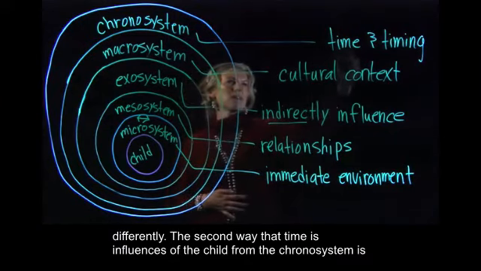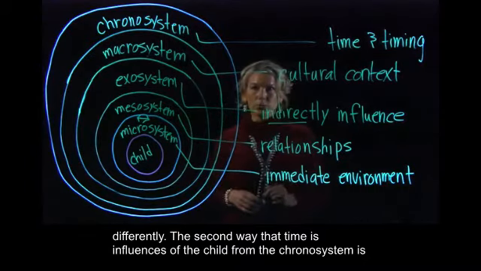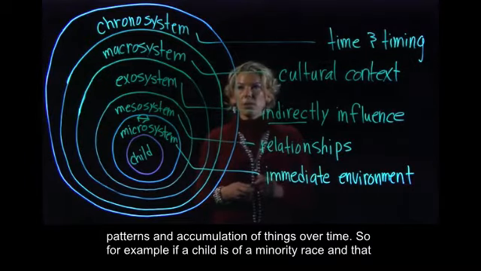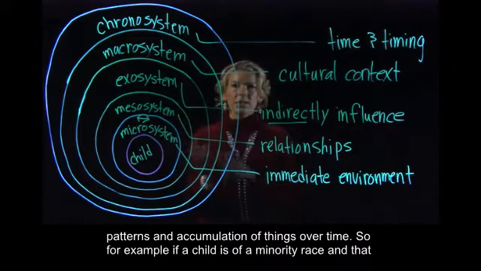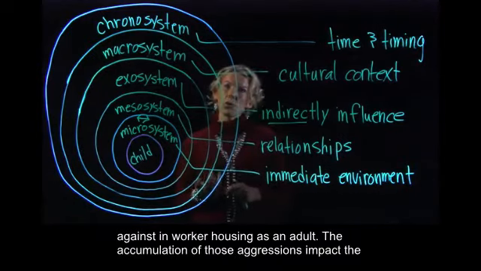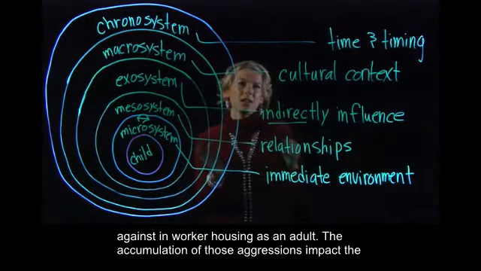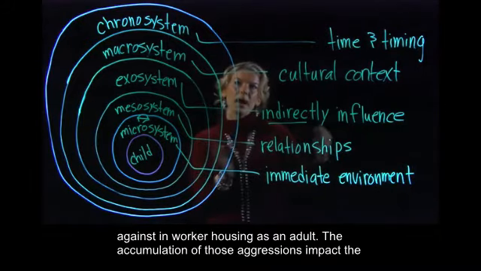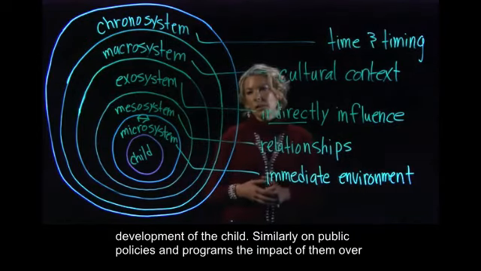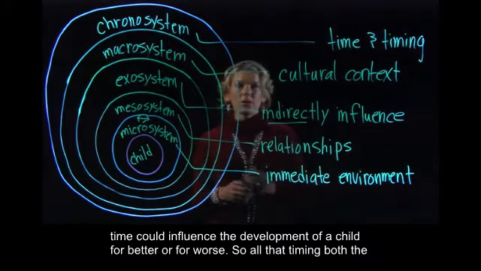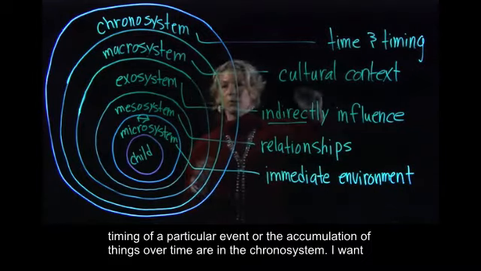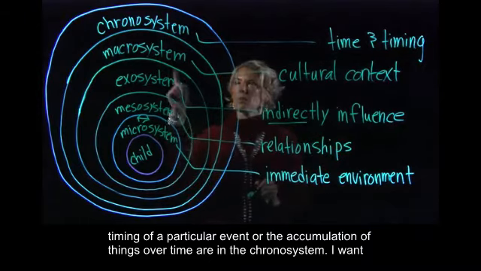The second way that time influences the child from the chronosystem is patterns and accumulation of things over time. So, for example, if a child is of a minority race and that child is maybe bullied as a child or shunned as an adolescent, maybe they're discriminated against in housing as an adult, the accumulation of those aggressions impacts the development of the child. Similarly, public policies and programs, the impact of them over time could influence the development of a child for better or for worse. So all of that timing, both the timing of a particular event or the accumulation of things over time, are in the chronosystem.